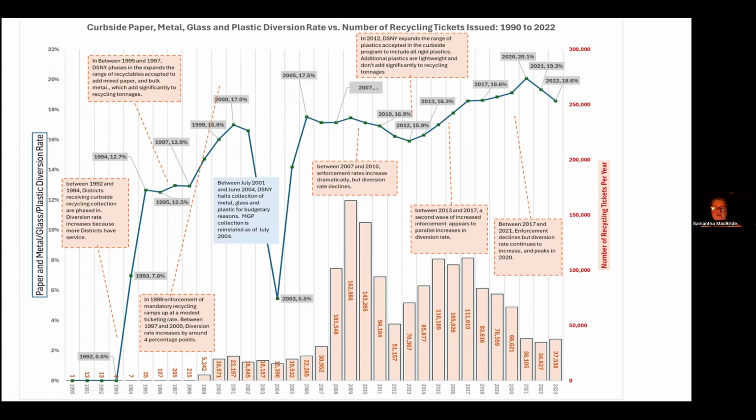I'm working with colleagues on a more quantitative statistical analysis of the correlation between ticketing and diversion rate over time in conjunction with other variables. But I was using this to make an applied argument in New York City, because the plan is now to ticket buildings that do not separate their organic waste for composting. And I think that this is a bad idea.